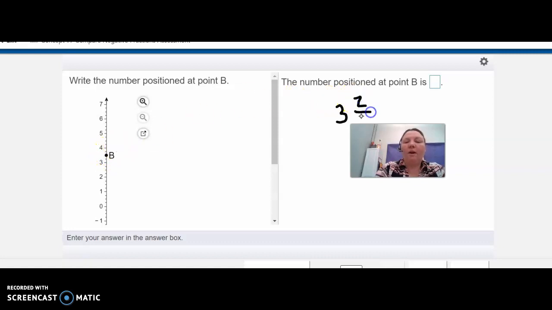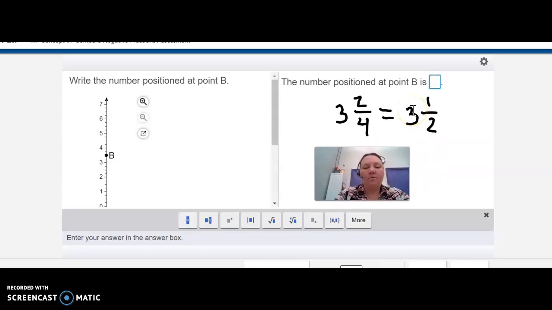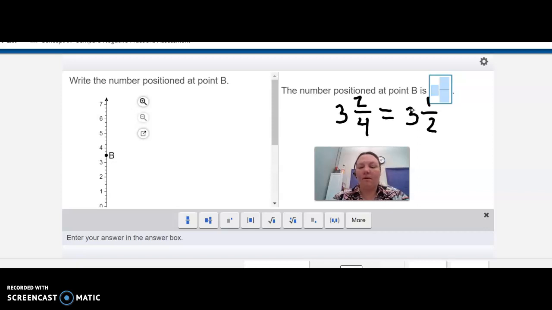Now, a lot of folks probably put 3 2/4 in. And if you put 3 2/4, you did interpret this number line correctly. Give yourself a pat on the back for that. But if the question still said that you were wrong, it's because we could simplify this a little bit further. 2/4 is the same as 1/2. Okay, 2/4 is the same as 1/2. And so then, of course, if we wanted to enter that into our answer box, we would use our fraction symbol there and put in 3 1/2.